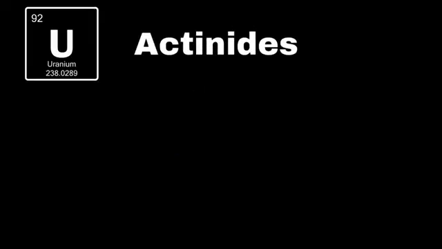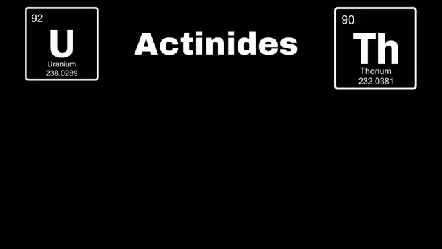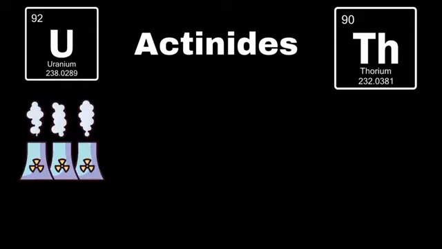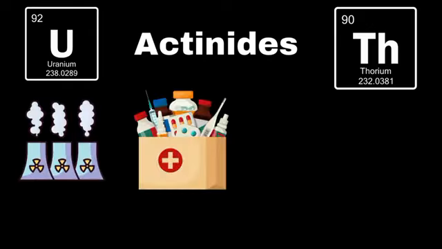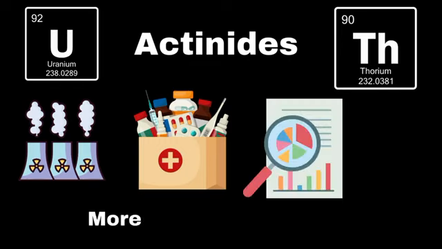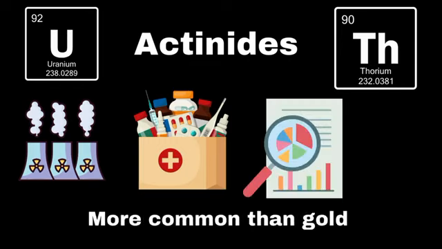Actinides, such as uranium and thorium, are mostly radioactive. Uranium is a critical fuel for nuclear power, while other actinides have roles in medicine and research. Despite their name, many of these elements are more common than gold in the Earth's crust.